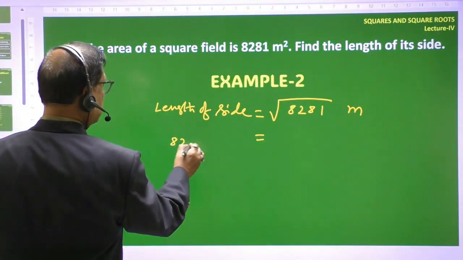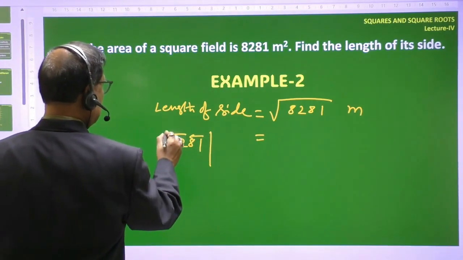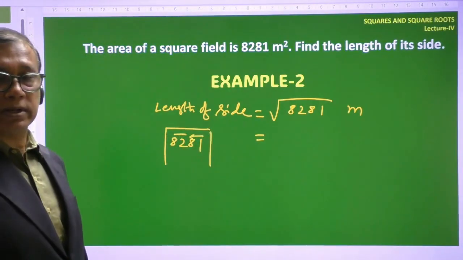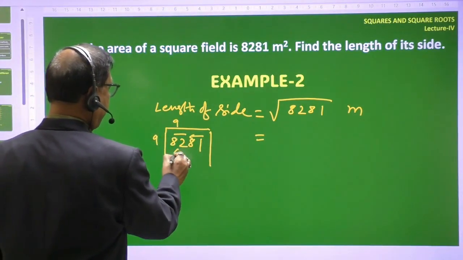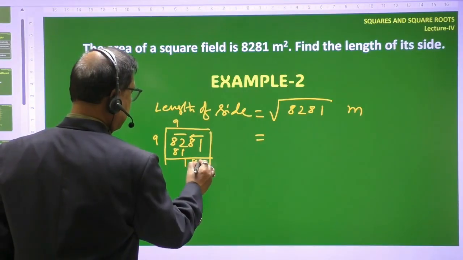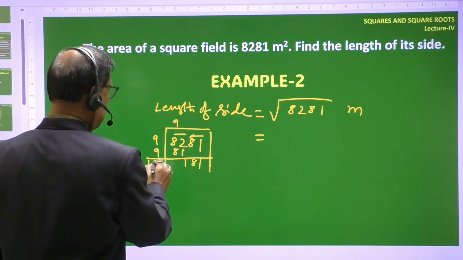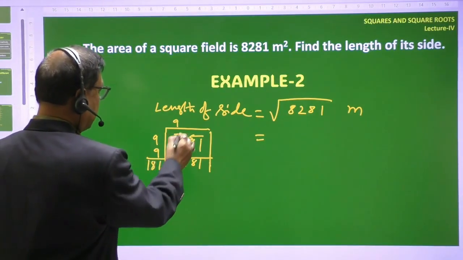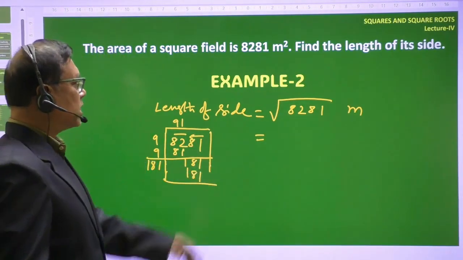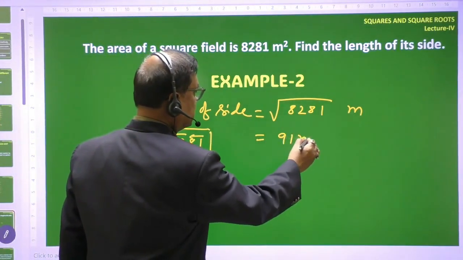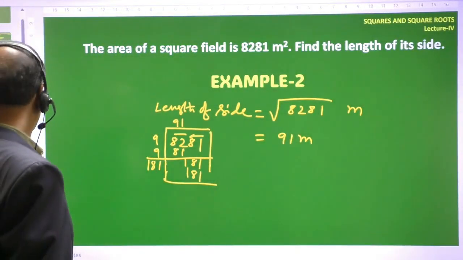So 82, 81 making a pair. 82 is the first pair, so 9 square is 81, 9 you have to take. Then 181, then 9, 18, so obviously 1. So 91 is the square root value. That means the length of the side is 91 meter. I think this part is clear.